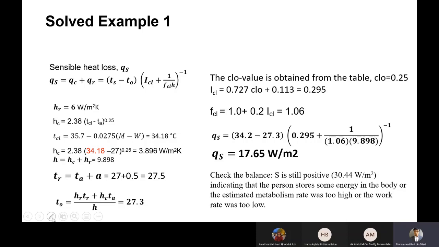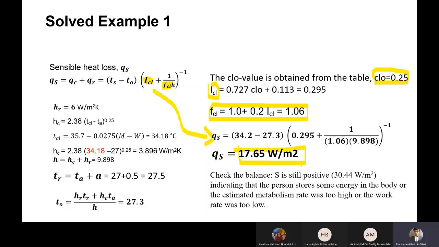Okay, so there we get the clothing 0.25. By using this, we'll be able to calculate the clothing indicator. So this one is done. Finally, we need to find the FCL. FCL is given by an empirical equation, and finally we'll be able to use this equation here. And we get the sensible heat loss of 17.65 watt per meter square.